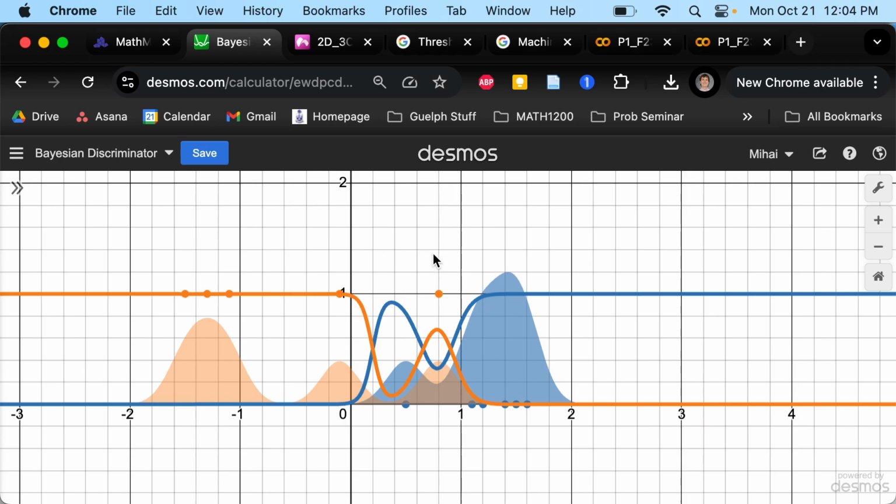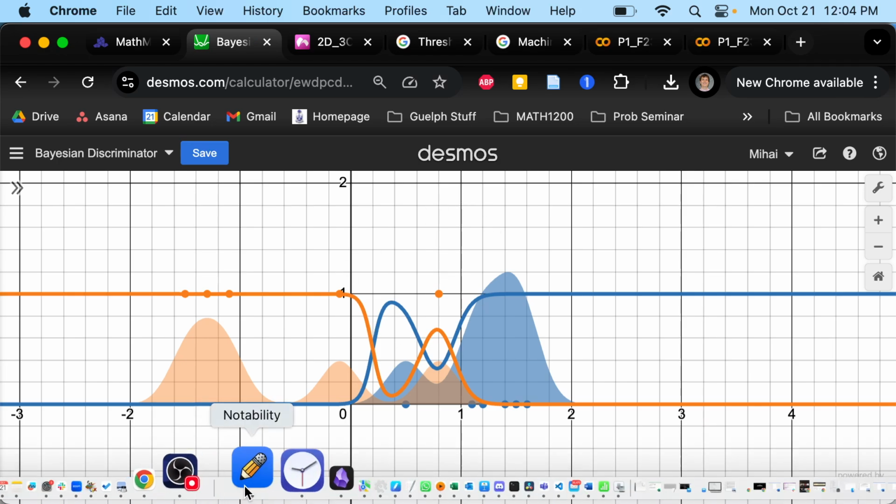So let's write down the formula, and you'll see how you get it, but hopefully you can see what the idea is. You convert from these density estimations into a probability of either class by using Bayes' theorem. And let's write it out.